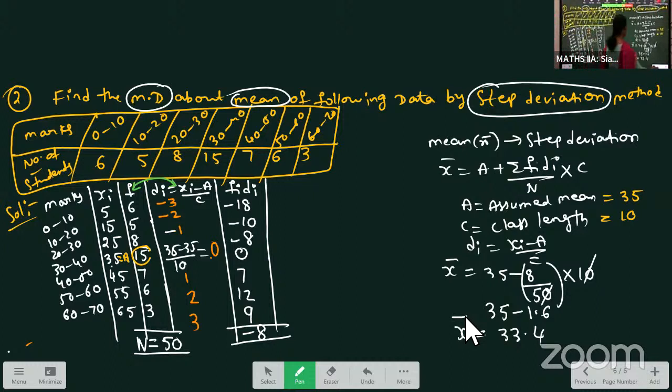But we want mean deviation about mean. Next, continuation. We want mean deviation about mean.